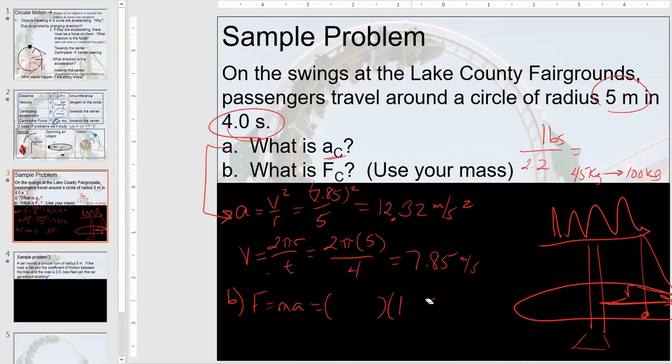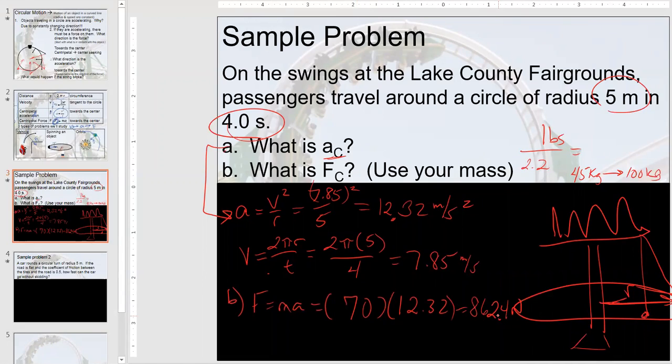Oh, my goodness, I can't write today, huh? 1232. So let's just, for the heck of it, say it's a 70 kilogram person. So 1232 times 70, and that's going to give us a force of 862.4 newtons.